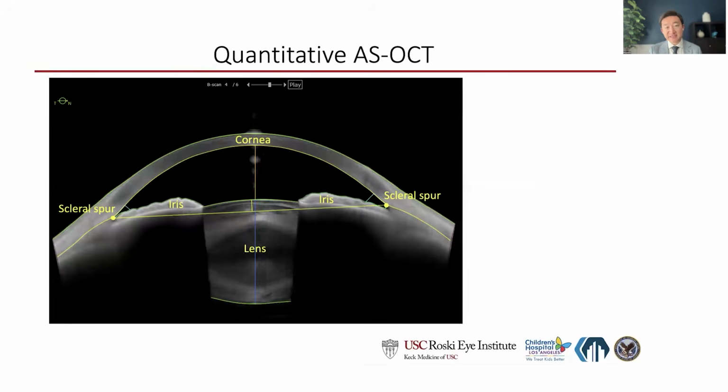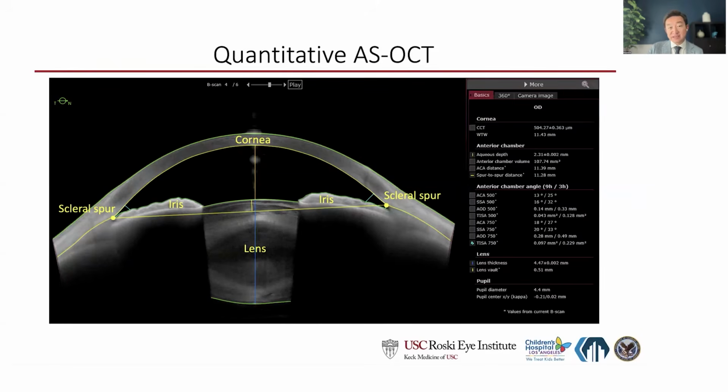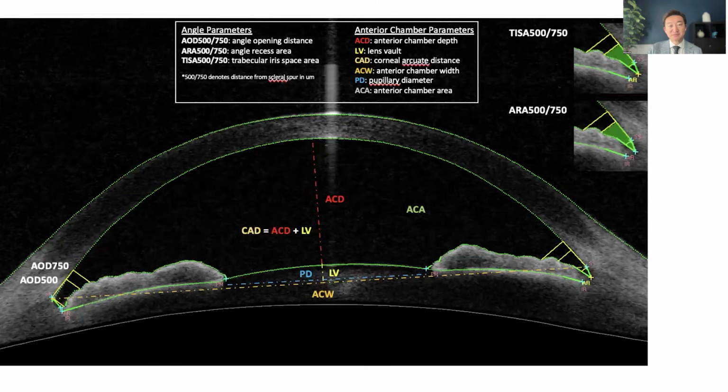In addition to assessing these images qualitatively, we can also perform a quantitative assessment to obtain measurements of different biometric parameters that describe the size, shape, and configuration of the anterior segment structures. In order to perform this type of analysis, we have to first segment the cornea, iris, and lens, and mark the scleral spurs. After doing so, we can then obtain these measurements of the biometric parameters that can be used for clinical care and scientific research.